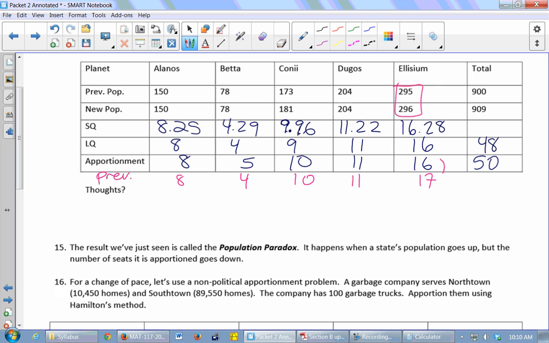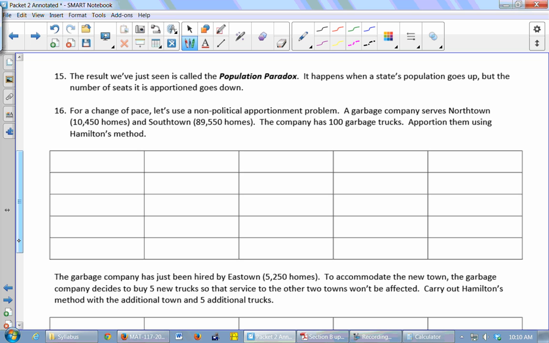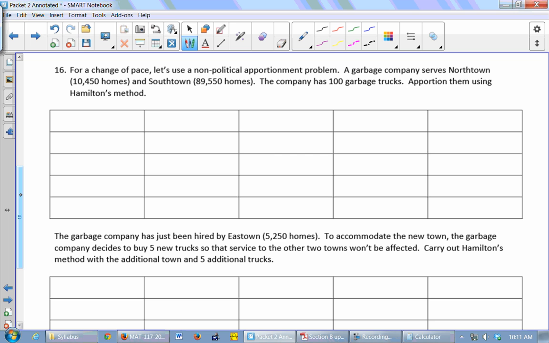So if a population goes up, the worst that should happen is you stay the same, right? If anything changes, you should gain an extra seat to have a representative for those new people who live in your galaxy or whatever. Right, so this is what we call the population paradox. It happens when a state's population goes up, but the number of seats it's apportioned goes down. Okay, so that is a big problem, right? That sometimes a state's population can go up and it loses a seat.